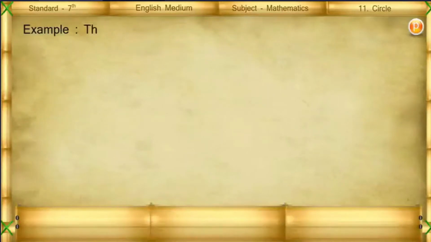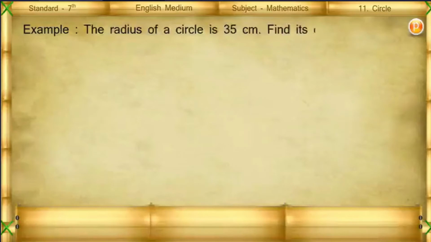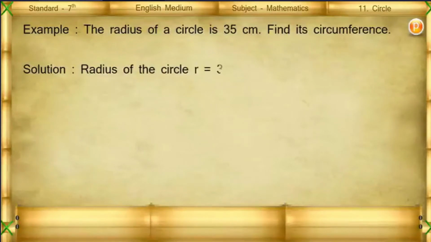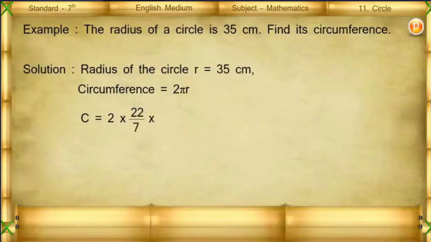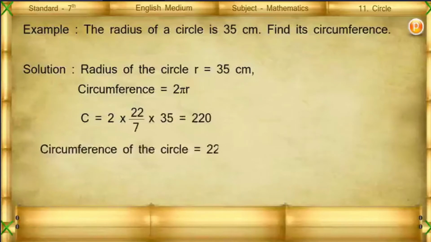Example. The radius of a circle is 35 centimeters. Find its circumference. Solution. Radius of the circle r is equal to 35 centimeters. Circumference is equal to 2 pi r. C is equal to 2 into 22 divided by 7 into 35 is equal to 220. Circumference of the circle is equal to 220 centimeters.